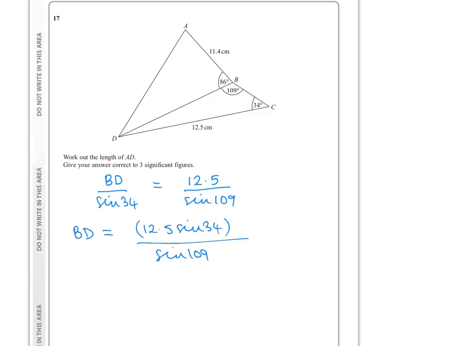So 12.5 sine 34, I'll press enter and then I'll divide by sine 109. If you don't want to do that, you can open a bracket, put in 12.5 sine 34, close the bracket and then press divide sine 109, and you'll get 7.392674744, but to three significant figures you'll have 7.39 centimeters to 3 SF.